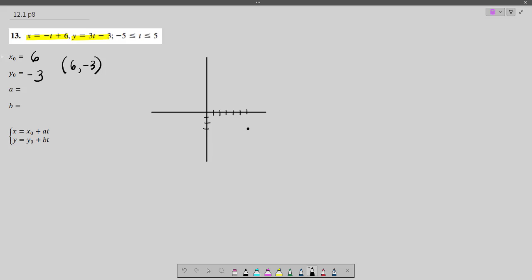So that's the point I've plotted, 6, -3. And then a is the slope from the x equation, -1. b is the slope from the y equation, which is 3, and then the slope is b over a. So the slope is always the slope from the y over the slope from the x. So slope is going to be -3.